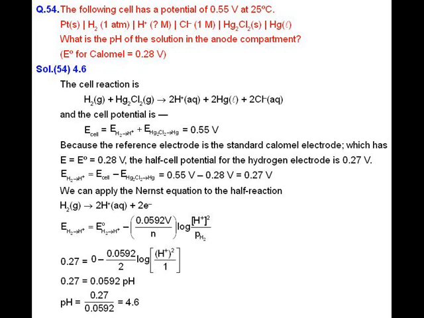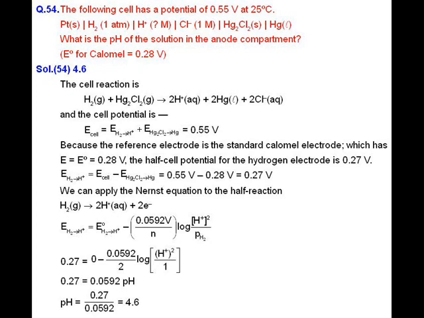Then we will need to use the Nernst equation for the half cell reaction taking place on the anodic side. We know that at the anode H2 is getting converted into 2H plus and 2 electrons. So applying the Nernst equation we get E equals E naught minus 0.059 divided by n log of H plus square divided by pressure of H2. Substituting all the values, 0.27 equals 0 minus 0.059 divided by 2 log of H plus square, as the pressure of H2 is 1 atmosphere and the number of electrons transferred in this half cell reaction is 2.